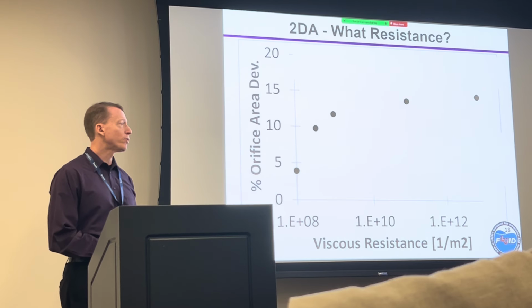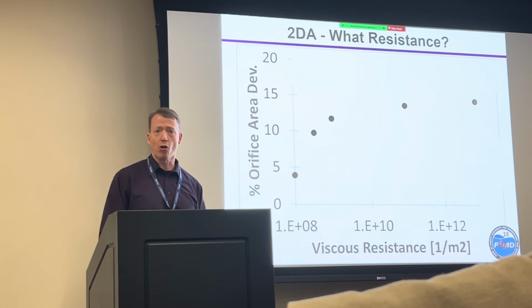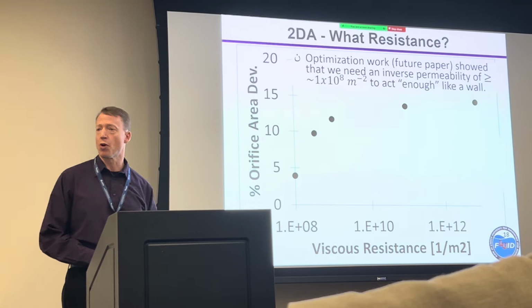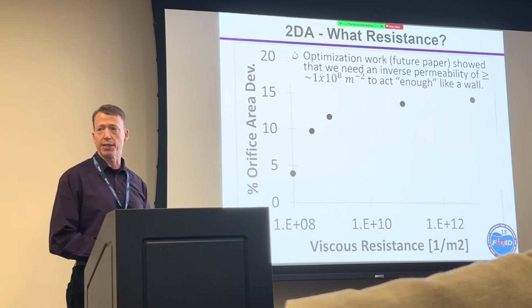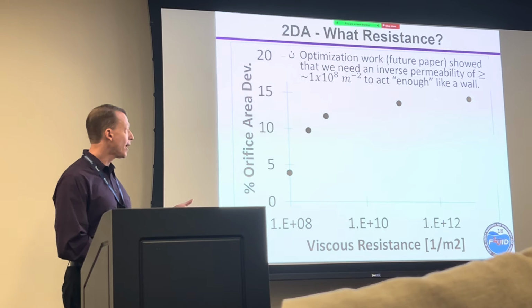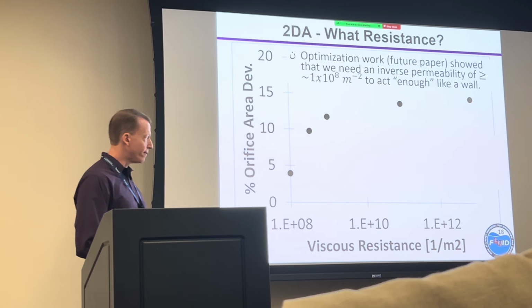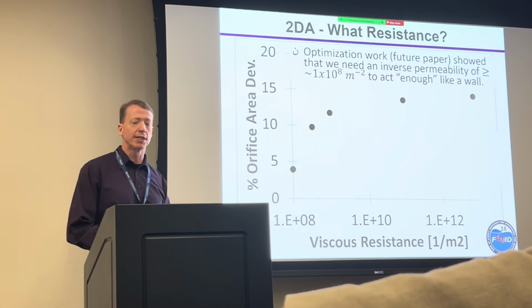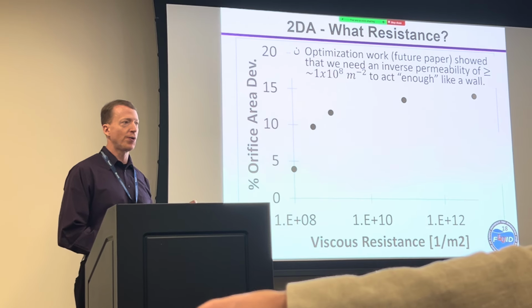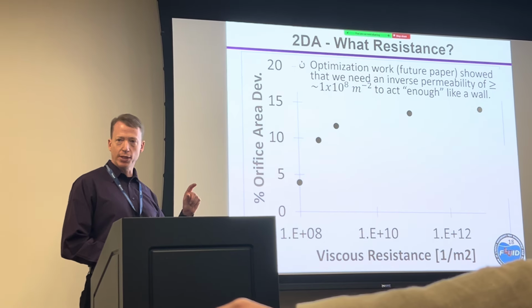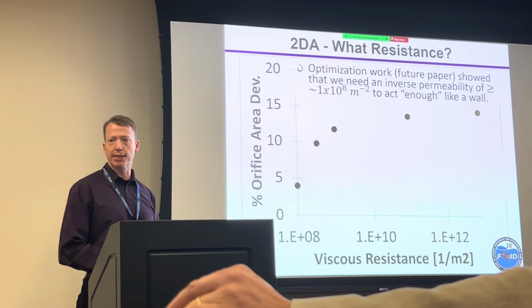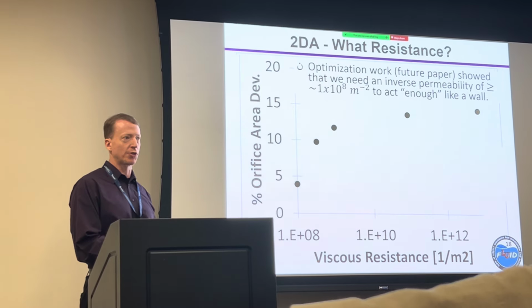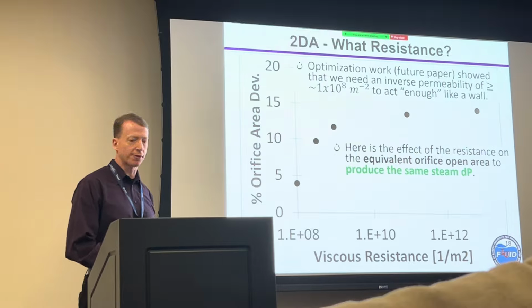So the issue is, what resistance level do we need to fake the wall? Okay, so I did some early optimization work to realize I need something on the order of 10 to the 8th reciprocal meters squared to make it seem like a wall. So now what I'm plotting here is orifice open area versus resistance. And what I mean by this is I had to toy with it to figure out what resistance and what size of that little ledge I needed to produce the same steam differential pressure. Okay, that's what controls the droplet size, the steam differential pressure.